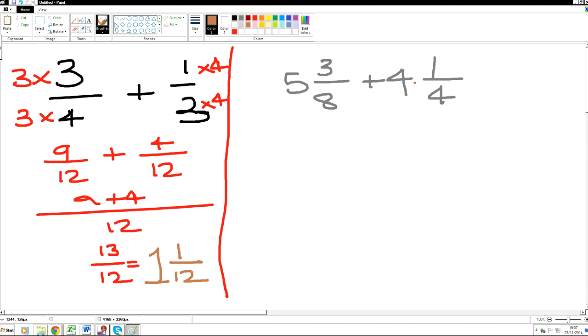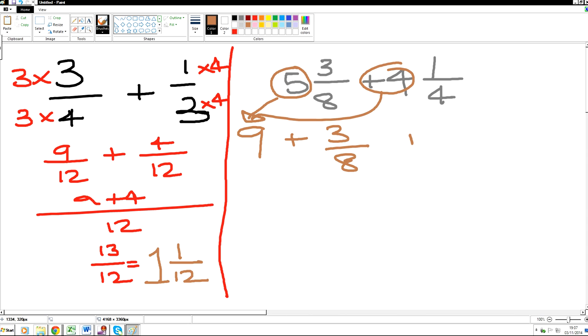Next. Layla, look at the next question. 5 add 4 is equal to 9. And then you copy down 3/8 plus that 1/4. Now we need to make the 8 and the 4 the same. What do we do? 4 times 8? Even quicker than that is just double the 4. It becomes 8, and that's already 8, so they are already the same.